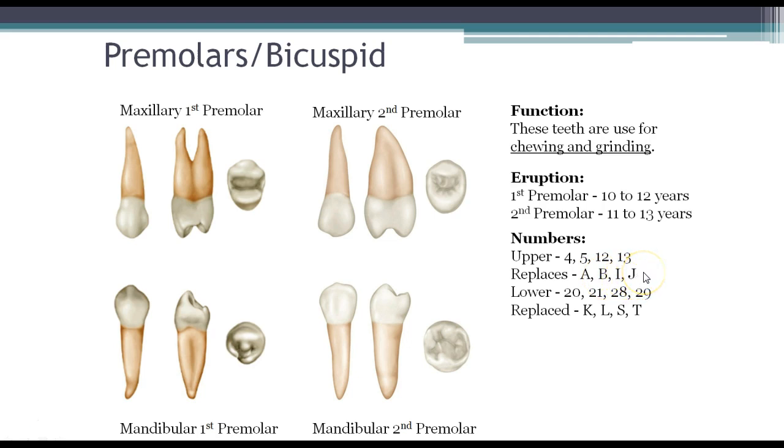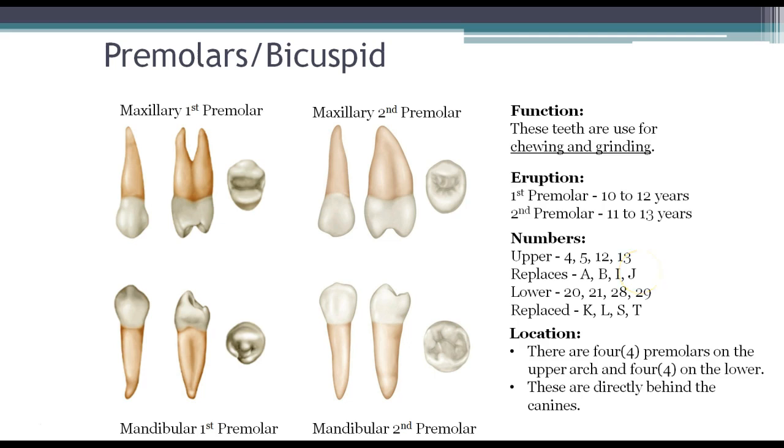Now, premolars replace molar baby teeth, because remember, children do not have premolar teeth. They have their anteriors and then they have their molars. So once their anteriors come out and their canines, and in the back, once they lose their molars, those molars are replaced by premolars in adulthood.